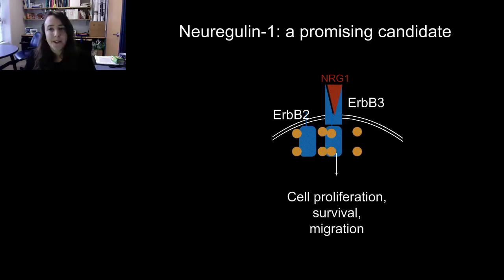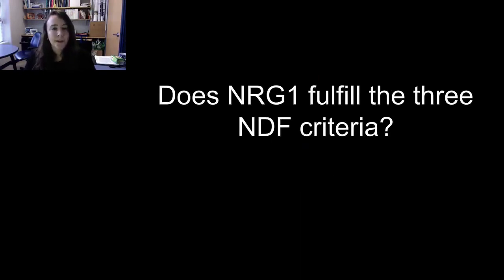But what I'd like you to take away from this is that neuregulin-1 is a very promising candidate, and its active receptor is called ErbB2. I'll be talking about those quite a bit in the upcoming slides. And our question, as I've said, is very simple. Does neuregulin-1 fulfill the three criteria that I described earlier? And this work has been very recently published.